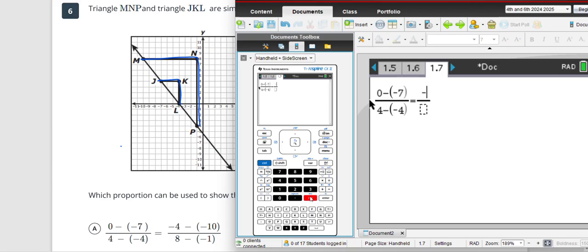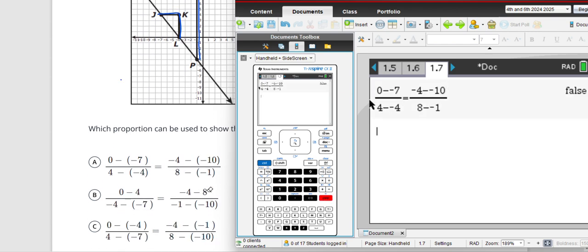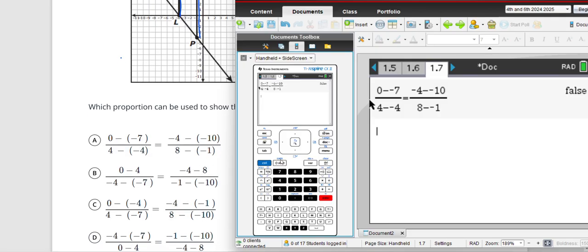Top, I'm going to have a negative 4 minus a negative 10. 8 minus a negative 1. So that one's not it. Then I'm going to come down over here and try letter B.